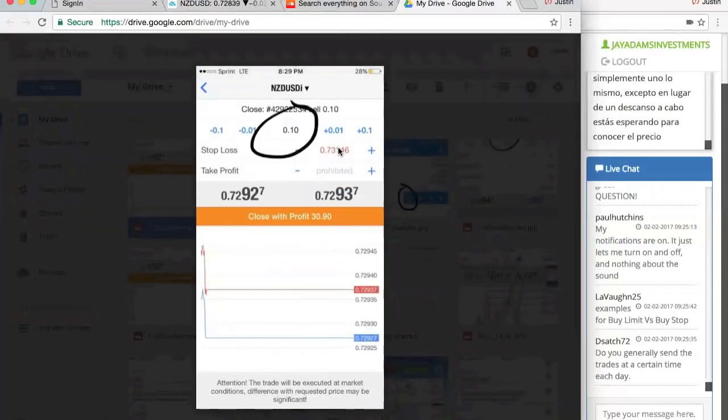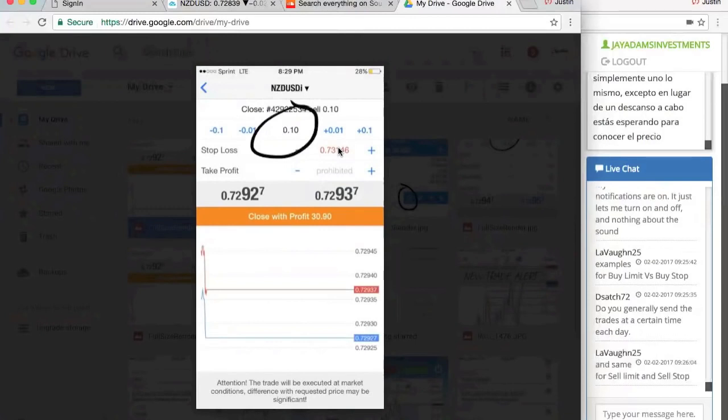So I generally send the trades at a certain time each day, yes, because the sessions are going on. You have New York session, you have London session, you have Tokyo session. So those are the times that the market's really moving. And I just call based on the setup if the setup is there.